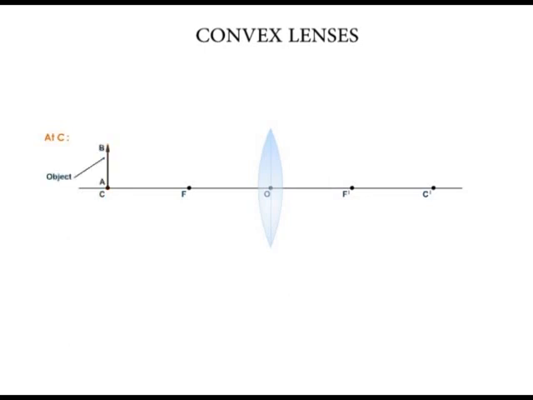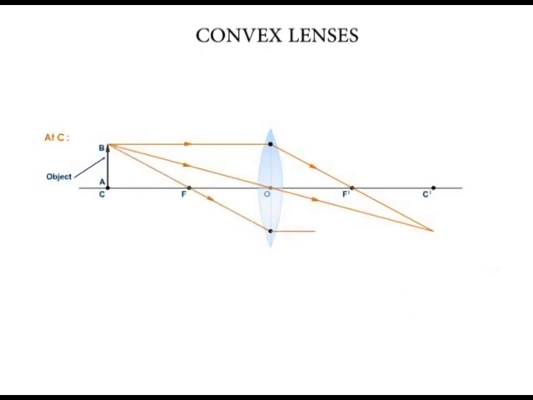Next is an object positioned at C. We start. A ray parallel to the principal axis after refraction passes through F. Next, a ray through the optical center is undeviated. The two rays are sufficient, but we can still test with the third one. That is, a ray through F after refraction emerges parallel to the principal axis. The three rays meet at C.